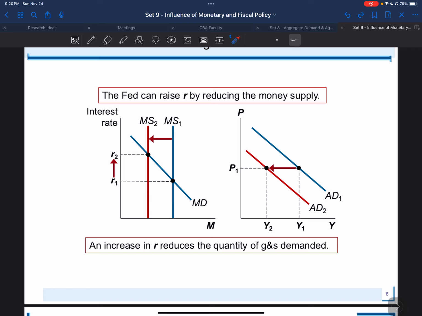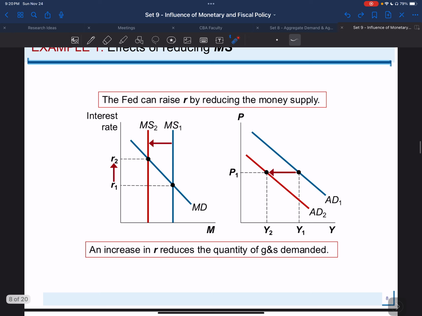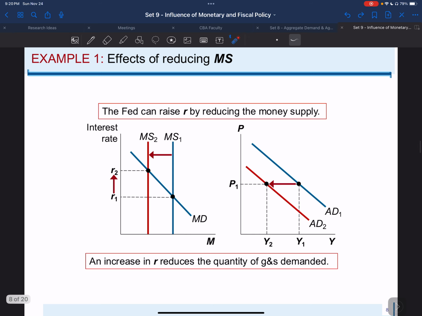So if the Fed decides to reduce the money supply, they are going to, for example, sell the government bonds, and it will increase the interest rate. By selling government bonds, they are going to just collect all the available money in the hands of the people, and all the points on this money supply are going to shift to the left. It will discourage spending and investment.